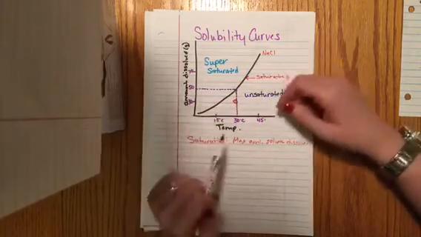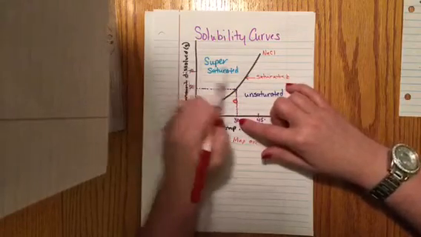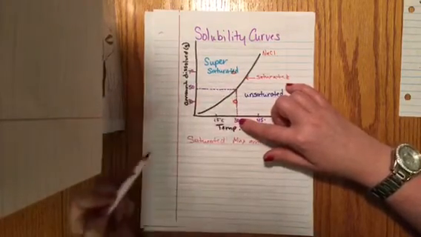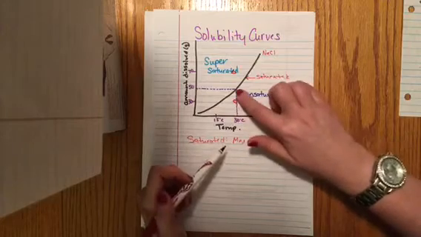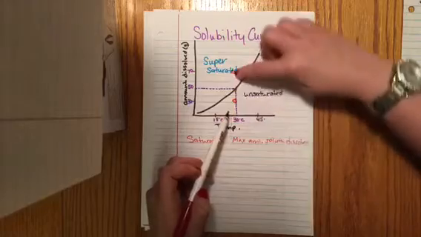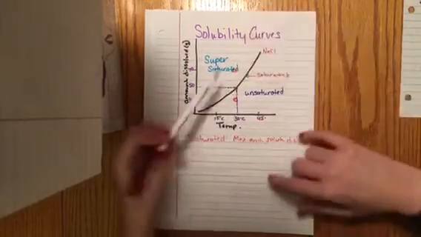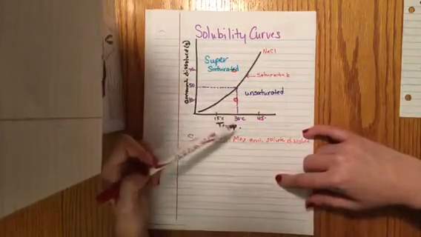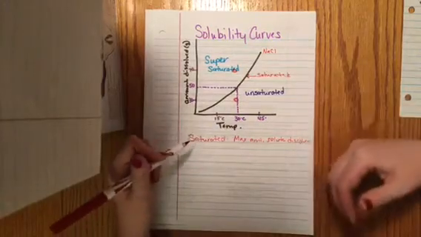But let's say I have a different situation. Let's say at 30 degrees, I put in 70 grams. Well, at 30 degrees, it can only hold 50. So if at 30 degrees I go up to 70, I see that I am above the line. Anytime I am above the line, that is supersaturated, and that means that I'm going to have a precipitate form.